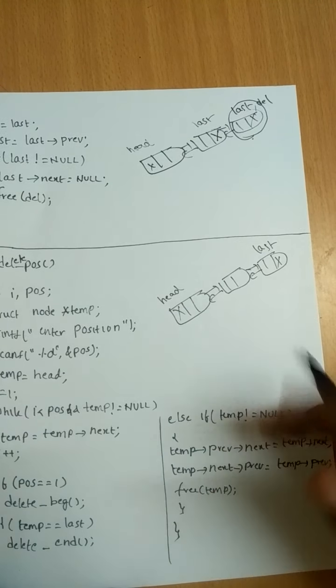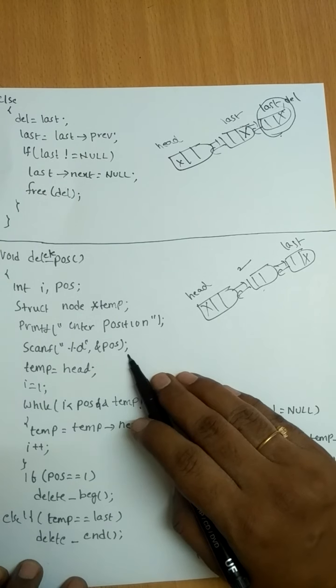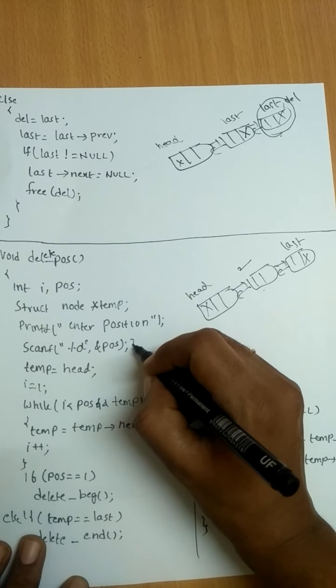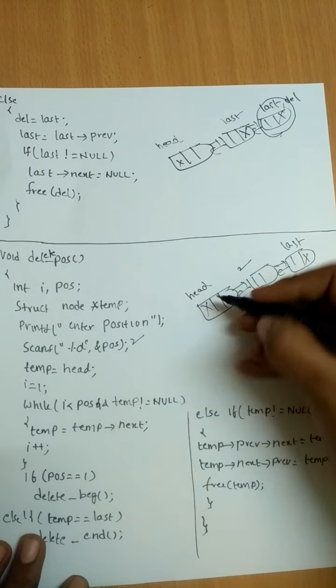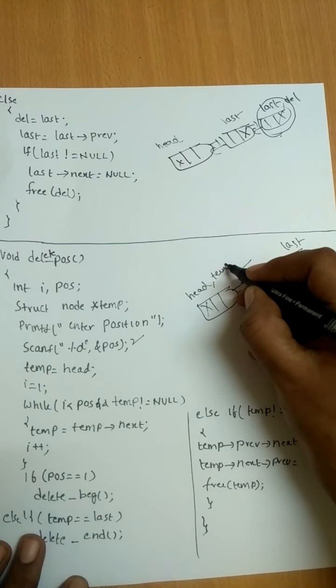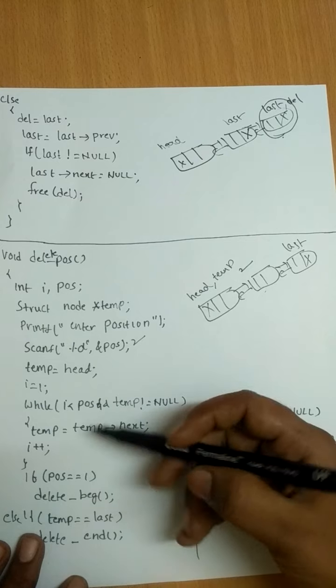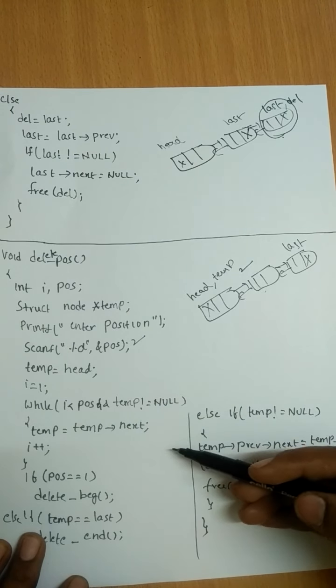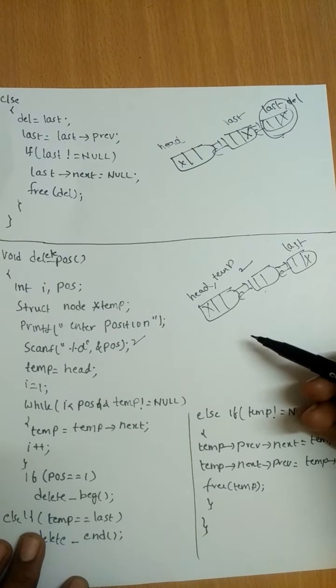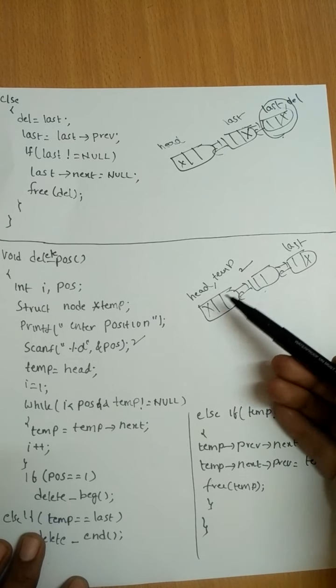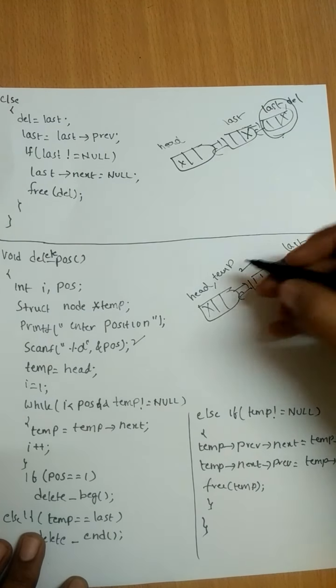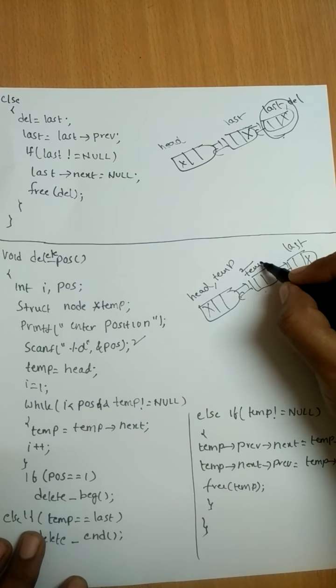Declare two variables, i and position, and declare one temporary node also, and read the position. If I enter 2, assign temp node with the head node, so both head and temp are pointing to the same node. Repeat the loop until i is less than position. That means we have to move the temp node until the position. This is the temp node.